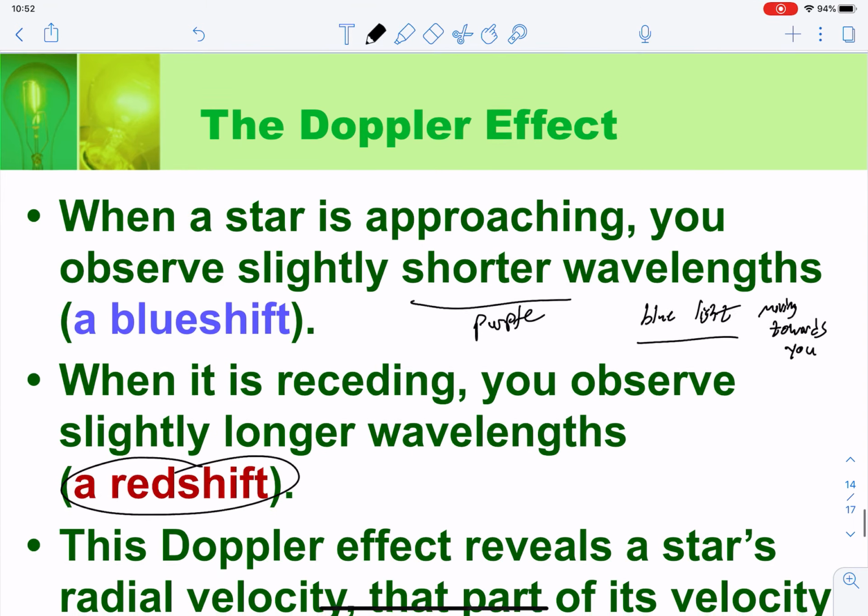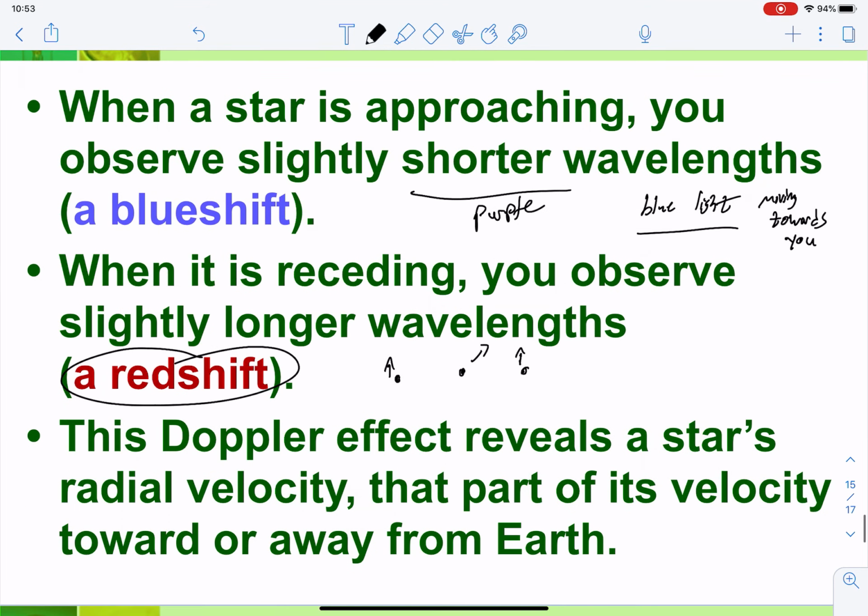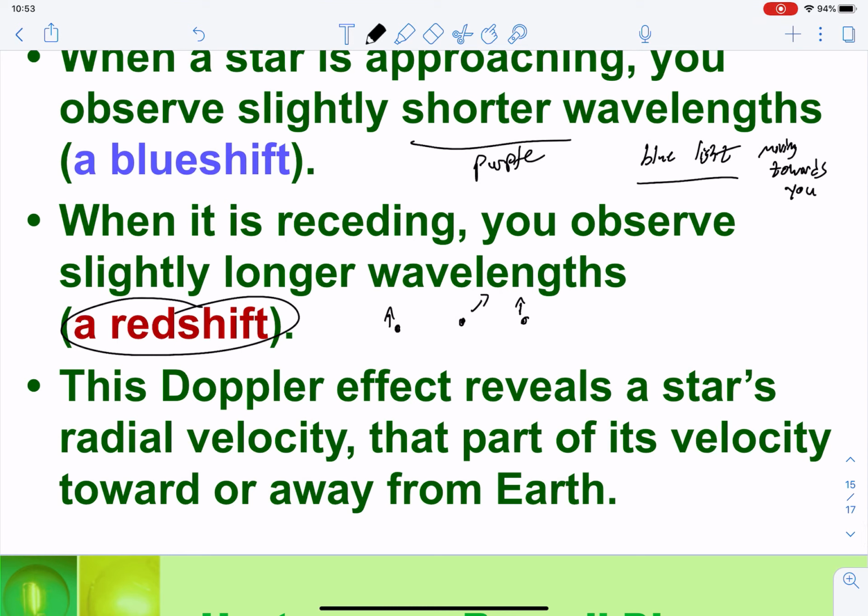And if you remember from the previous video, we observe most stars are red. So most stars are moving away from us, which is kind of evidence of the universe expanding, because everything is moving away. They're getting more spread out, implying or suggesting that the universe is getting larger. And we can also tell a star's velocity, basically how fast a star is moving away from Earth.